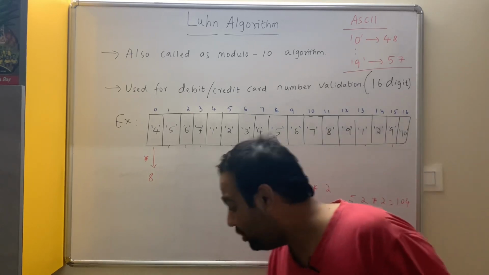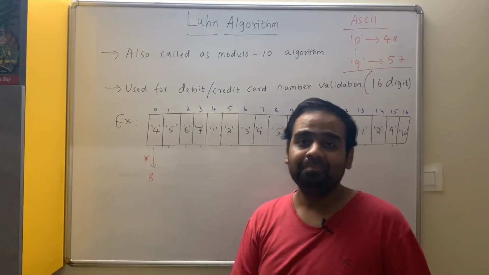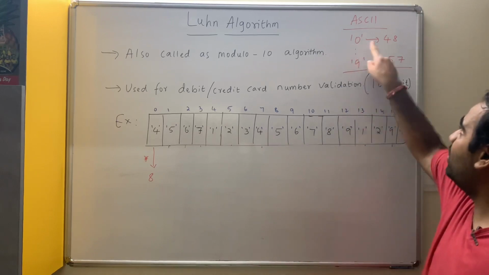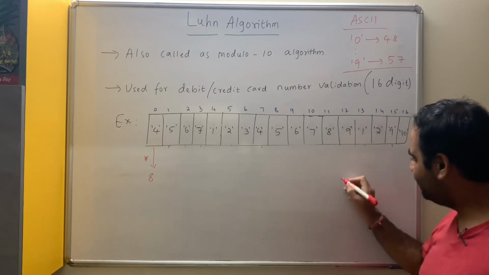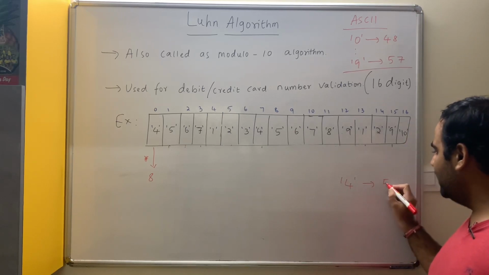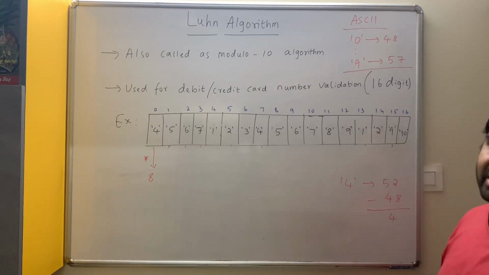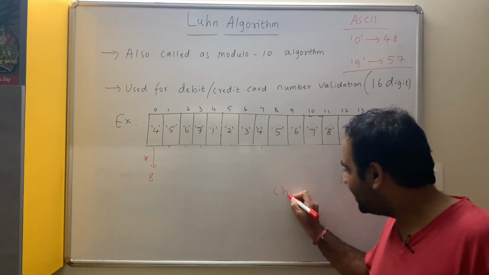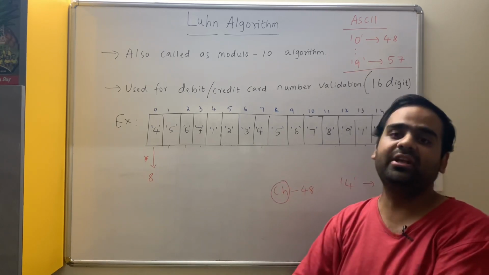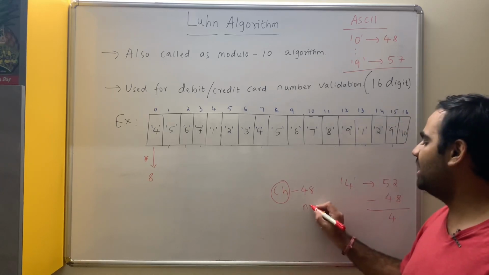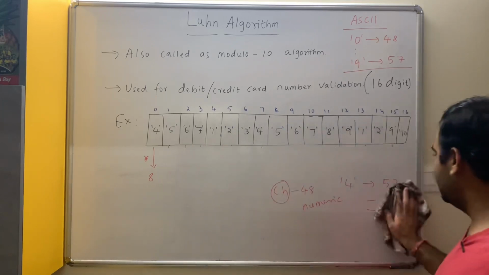Right, it means we need to convert this character to integer. Therefore we need to know the ASCII value. ASCII value of 0 is 48, 1 is 49, 2 is 50, 3 is 51, 4 is 52. Now if 4 is 52, if I subtract 48 from it, I get the answer as 4. That means for any given character, where the character is a digit, if you subtract 48, then you will get the numeric value. This is the way we get the numeric value.